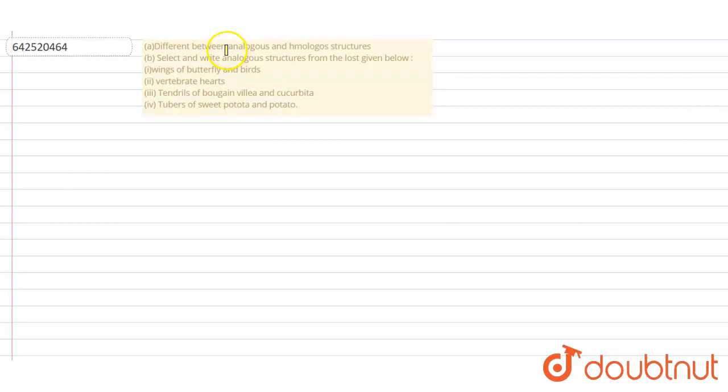Hello students, so today we are going to solve this question. A. Differentiate between analogous and homologous structures. B. Select and write analogous structures from the list given below.